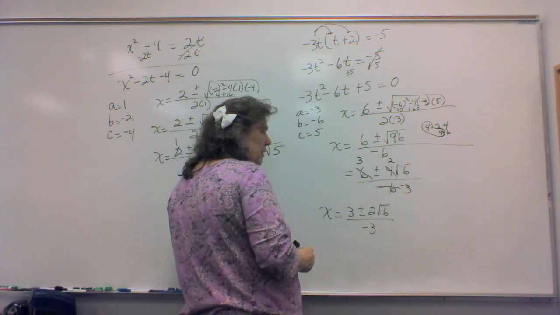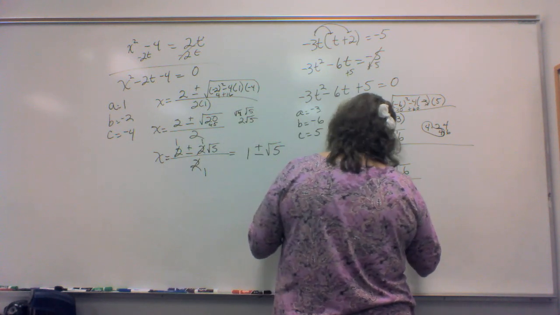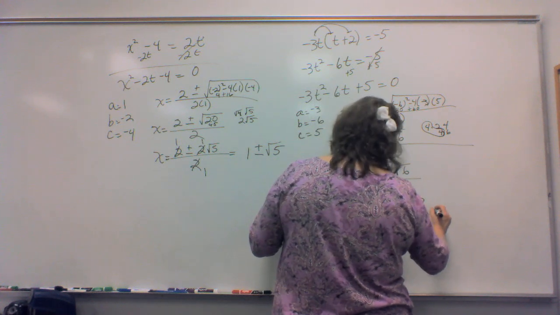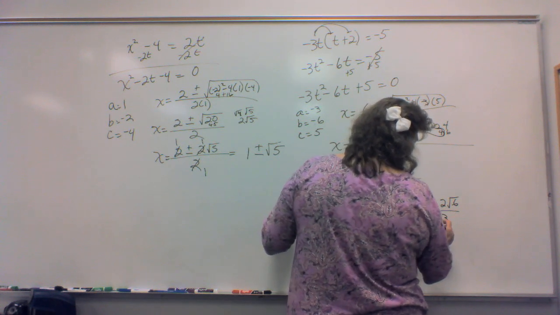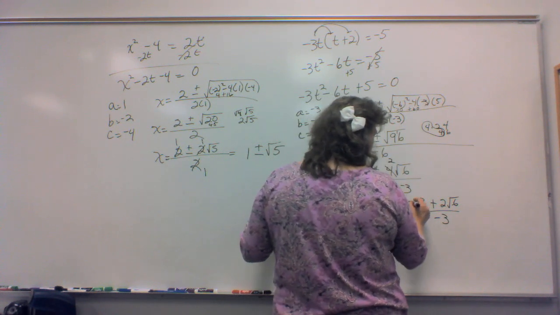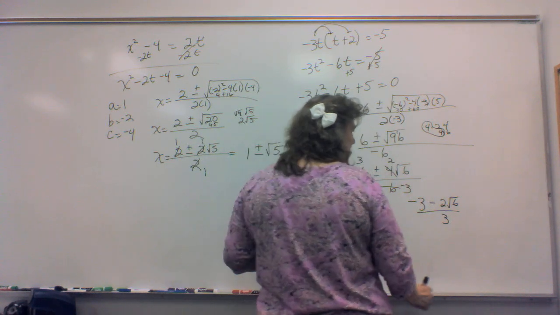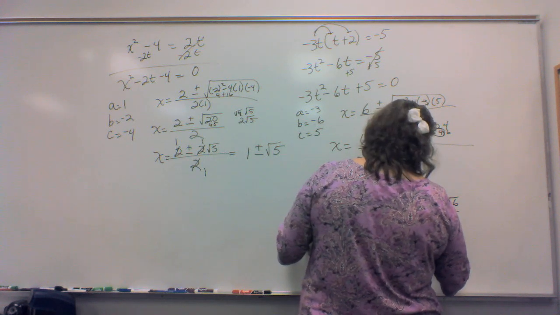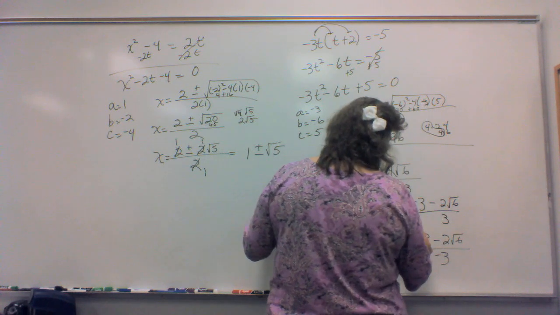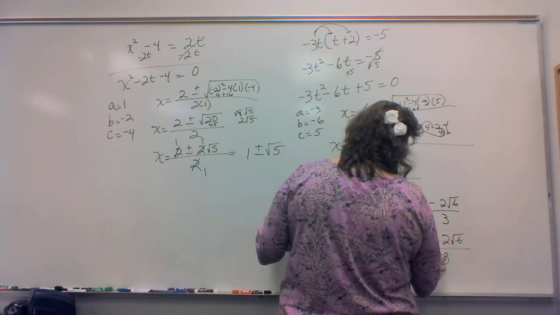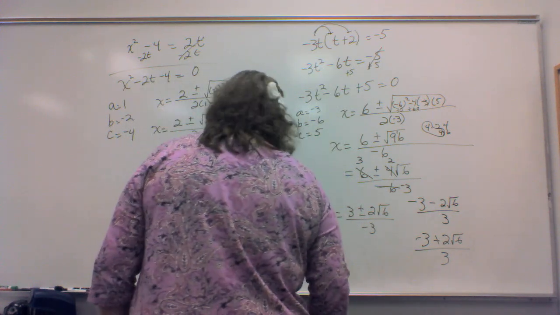So, what do we want to do with this? Well, we can write this as 3 plus 2 square root of 6 over negative 3. Since we don't like that negative there, we can change the signs here and make that positive 3 now. And then you would have the same thing, 3 minus 2 square root of 6 over negative 3. And so this becomes a negative, and that one becomes a positive, and then that's positive, so that you can get your signs right.